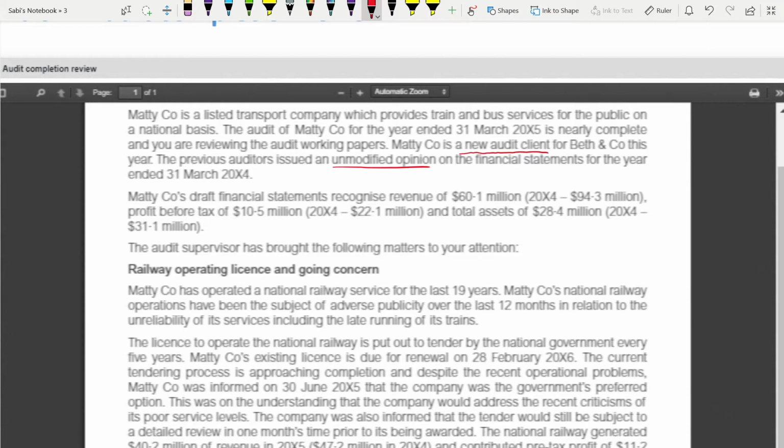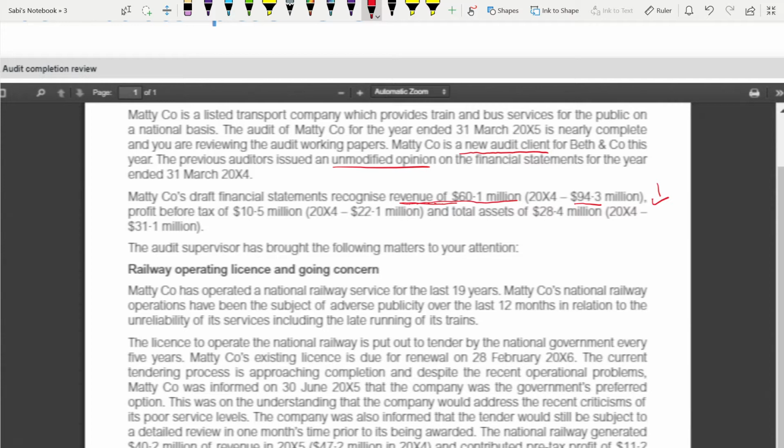Matley Company's draft financial statements recognize revenue. So how much is the revenue? 60.1 million. Remember, guys, whenever some figures are given to you, you should always make use of those figures in your answer. Sometimes you might have to calculate ratios also. You definitely have to calculate some percentages, what is the change, the increase, decrease, like that. So revenue in 2005, but in 2004 it was 94.3. Did you see the revenue fell down?